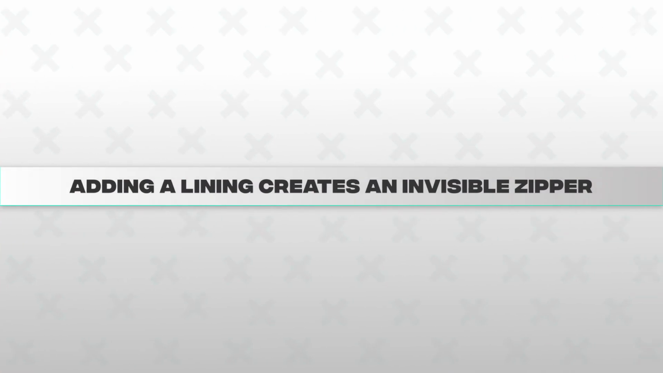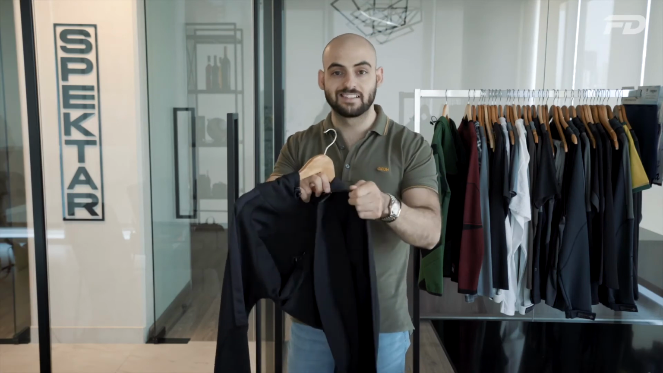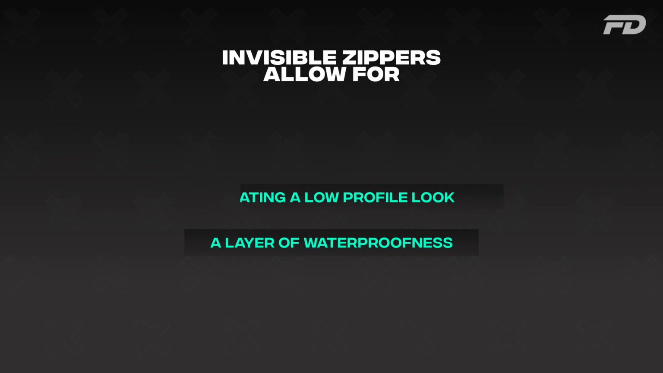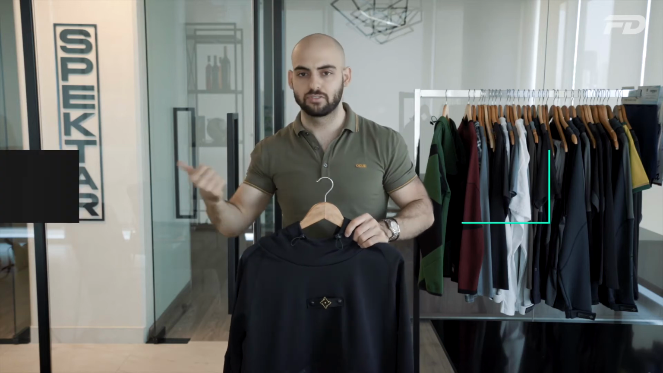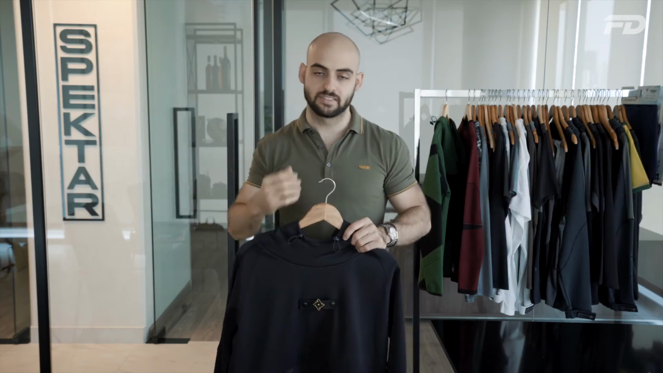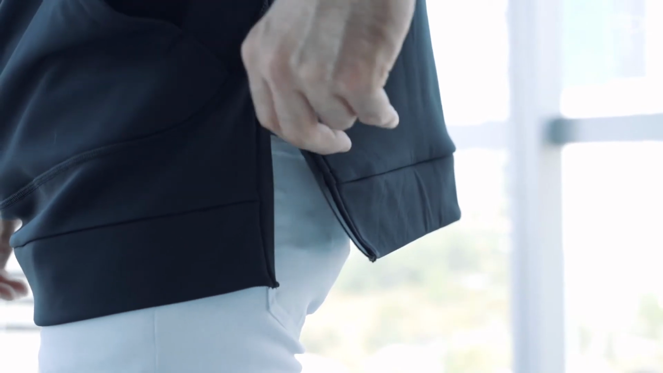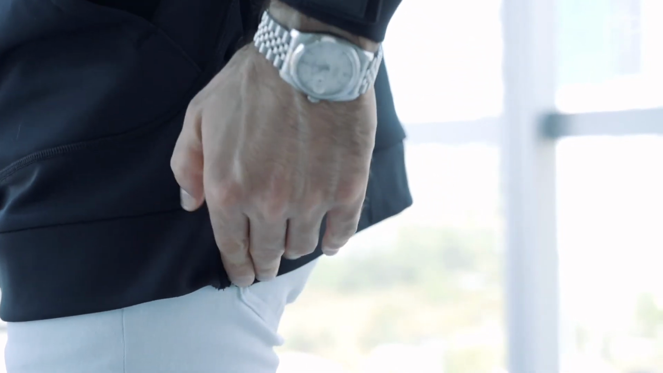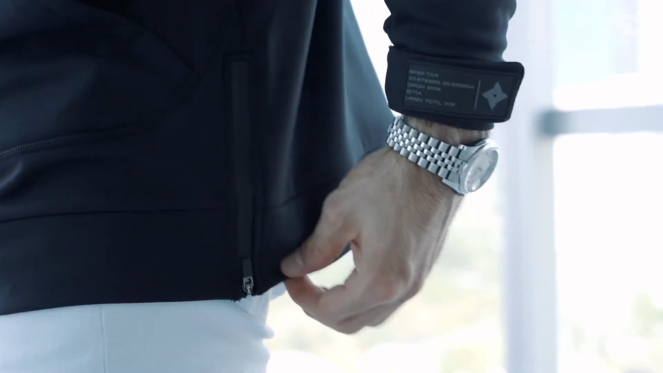This creates 2 things. Number 1, it allows for a much faster and slicker sliding mechanism if the material used on the lining is correct, and at the same time it creates a very low profile and sleek look to the garment. It also adds a layer of waterproofness. If you think about technical garments like raincoats or windbreakers, having an invisible zipper will protect the teeth, whether they're metal teeth, nylon teeth, or even plastic teeth, from the effects of the elements. At the same time, it creates an extra layer of material to prevent water from seeping into the pockets themselves.